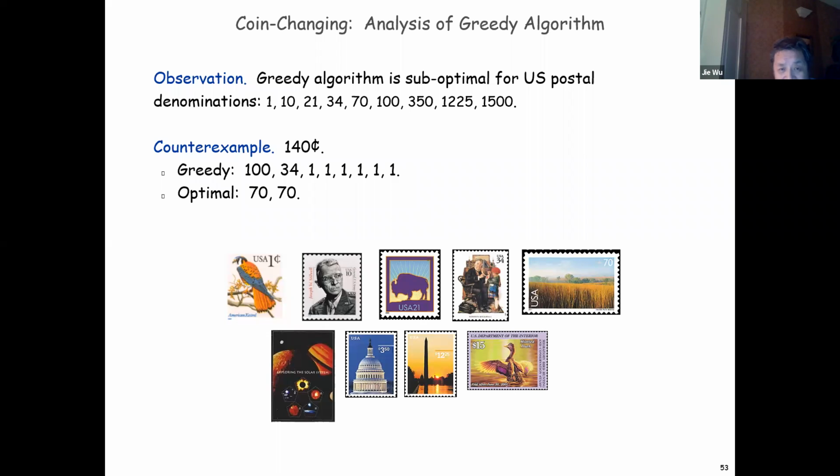Because with greedy, you first buy $1, then you have 40 cents. The next choice is 34, and then you are short by 6 cents, so you have to buy six 1-cent stamps. So many stamps. But the optimal solution in this case is 2 times 70. So for this hypothetical US postal system, the greedy algorithm is not optimal. Now the question: can you come up with a general method so that the greedy approach is always optimal?